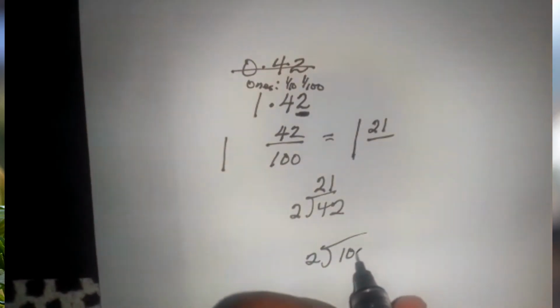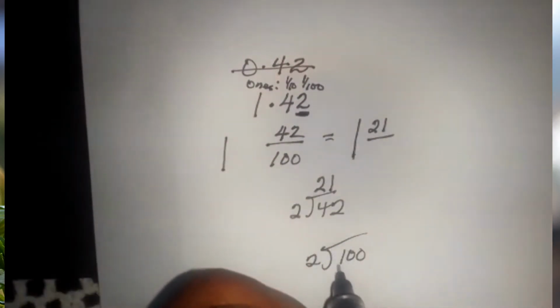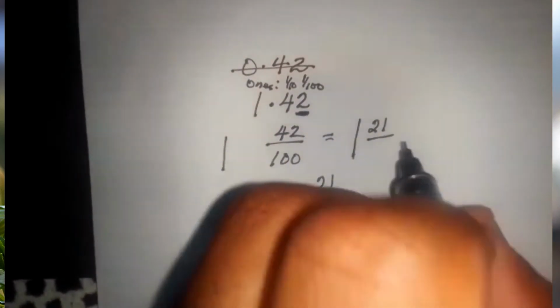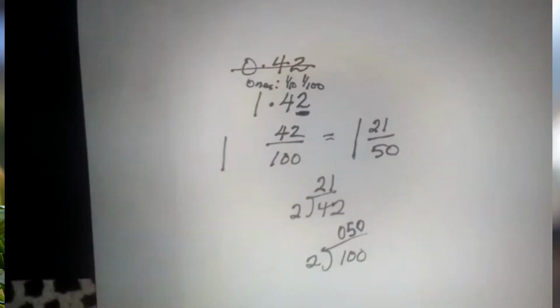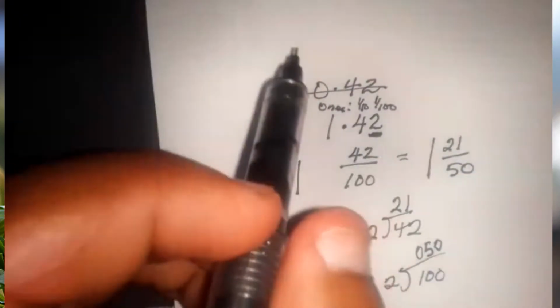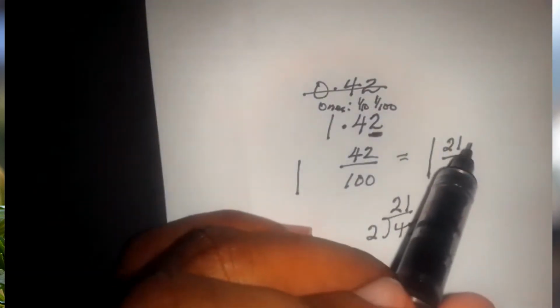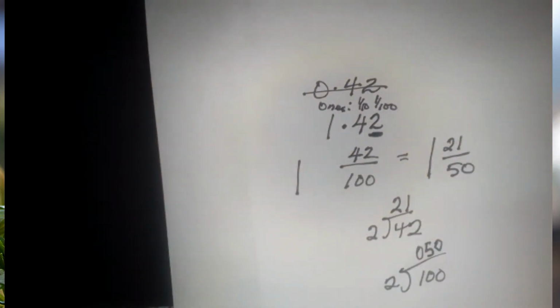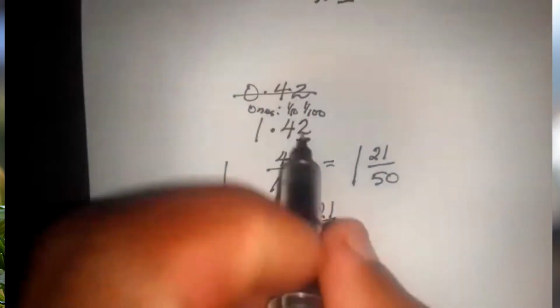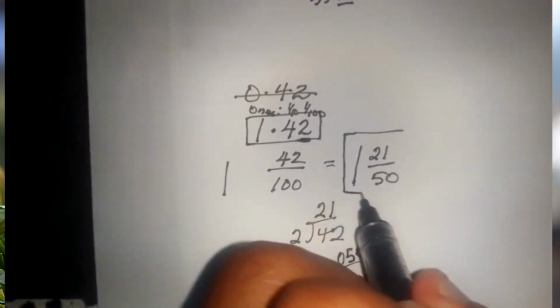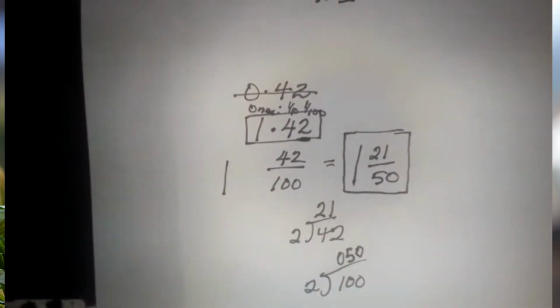2 into 100 goes 50. So when I reduce 1 and 42 over 100, I'm going to get 1 and 21 over 50. So 1.42 is exactly equal to 1 and 21 over 50 as a fraction.